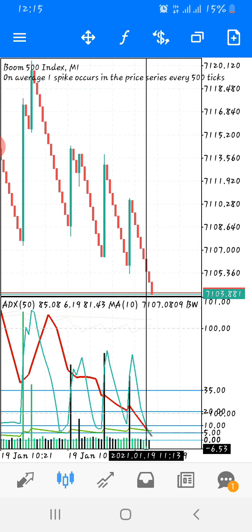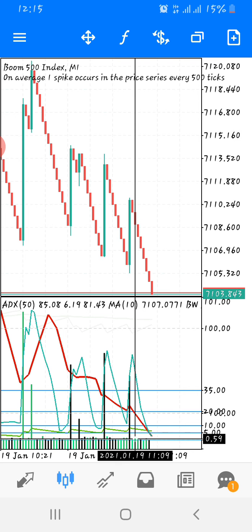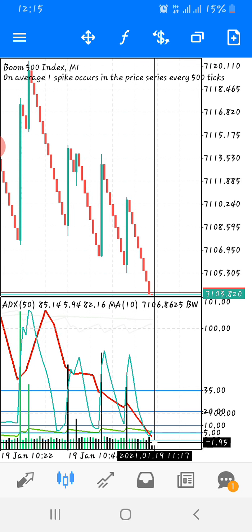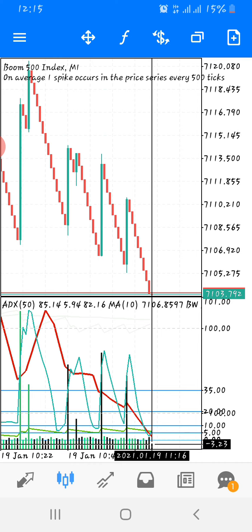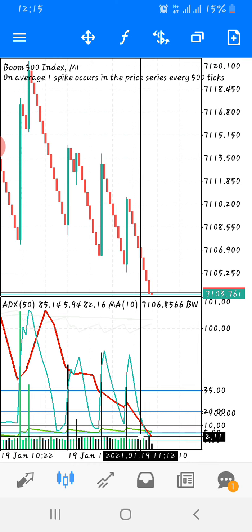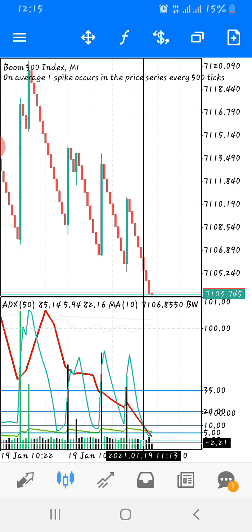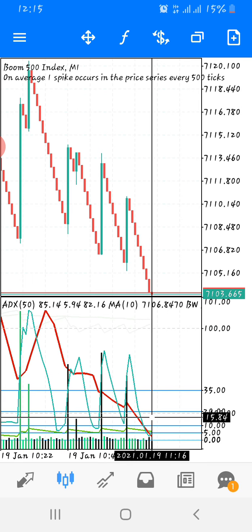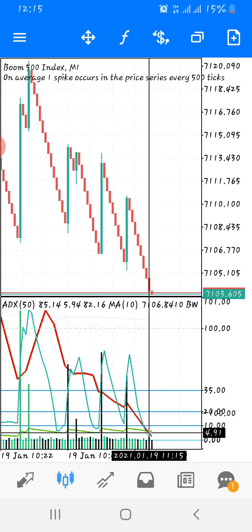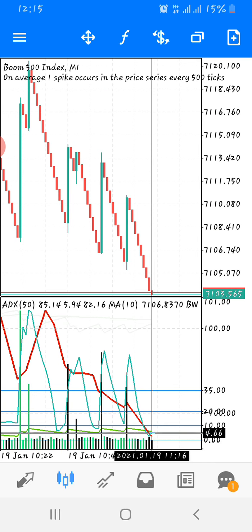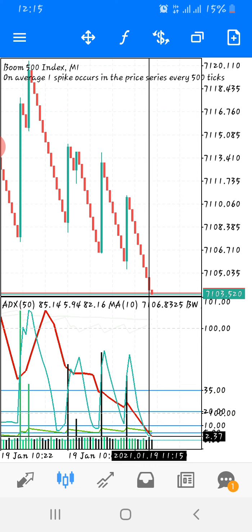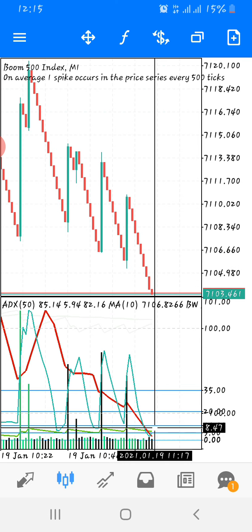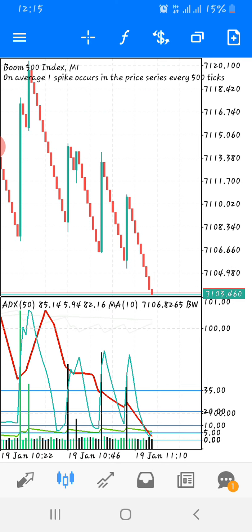So right now the red moving average also has just crossed below at this point. Watch out guys, it just crossed below. As we can see right here, at first it was this green line that crossed below the red, but then it turned and the red moving average crossed below. Watch it out guys, that's what is happening right here. So definitely we are going to get a spike very soon, just watch out.